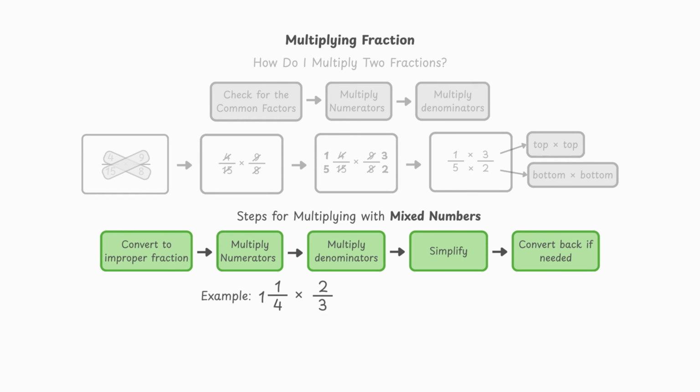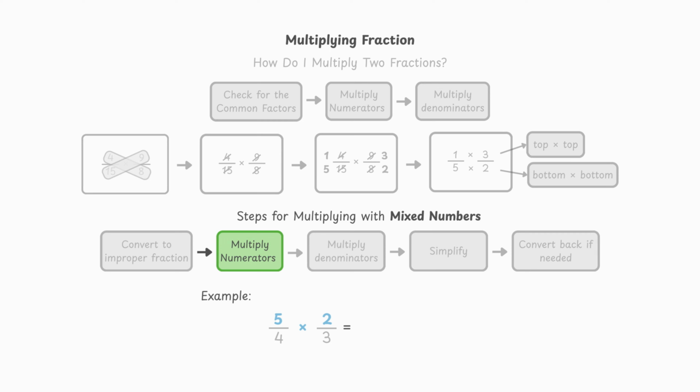Let's see a quick sample to make this clearer. We are multiplying 1 1/4 by 2/3. Step 1 is to convert the mixed number into an improper fraction. 1 1/4 becomes 5/4. Now we multiply the fractions. 5/4 multiplied by 2/3. Before multiplying, check if anything can be canceled. There are no common factors here, so we multiply straight across.